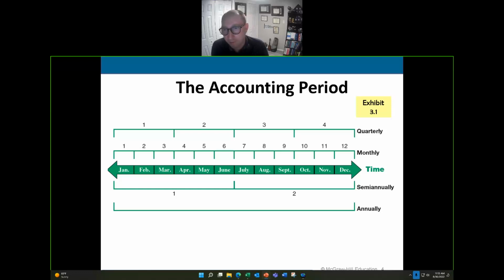And then, of course, the information is always reported annually. At the end of the year, end of 12 months, end of the business year, I can determine how well the company performed throughout the 12 months, throughout the year. That's the annual report. The annual financial statements, income statement, balance sheet, statement of cash flows, statement of retained earnings, tell us how well the company performed for the entire business year. Now, you heard me say the word business year.